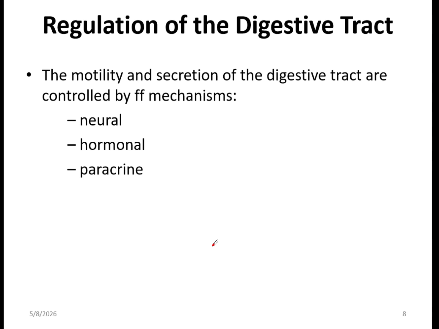And the next we can talk about the regulation of the digestive tract. What is the regulation? Generally, the motility and the secretion of the digestive tract are controlled by neurohormonal mechanisms. Here we have neural, then hormonal, and then paracrine. Okay, so these are the regulation of the digestive tract, right?